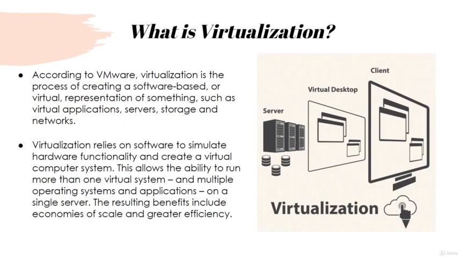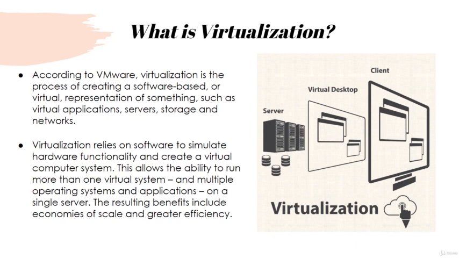And so when we're talking about virtual machines, virtual private networks, all these different things that have the word virtual in the very beginning, and all these different types of mechanisms and systems that are quote unquote virtual, what exactly does this mean? Well, what this all really comes down to is the concept of virtualization. According to VMware, which I believe was one of the first companies that started the virtualization industry, virtualization is a process of creating a software-based or virtual representation of something such as a virtual application, server, storage, and or networks, right?